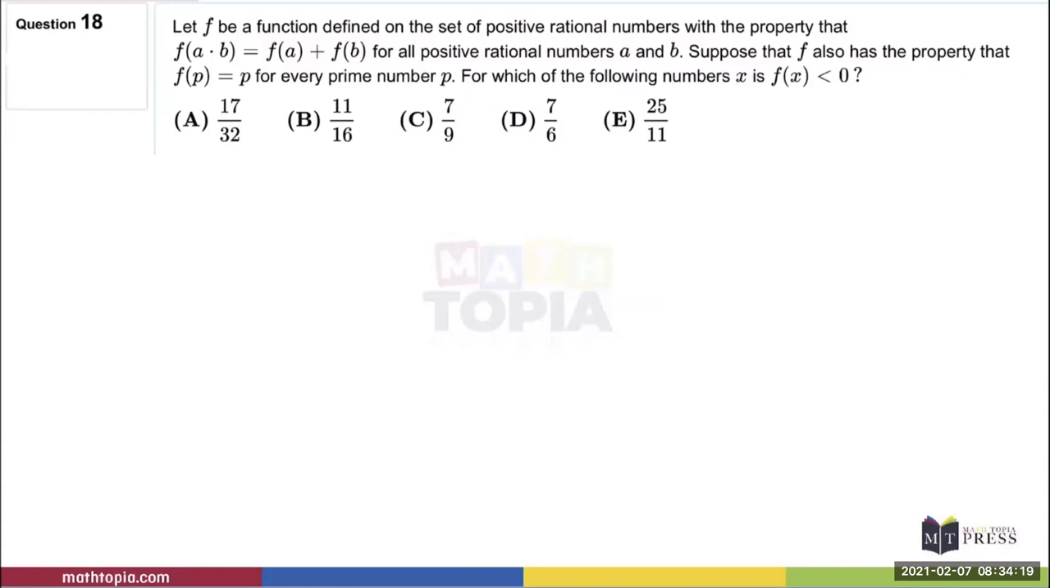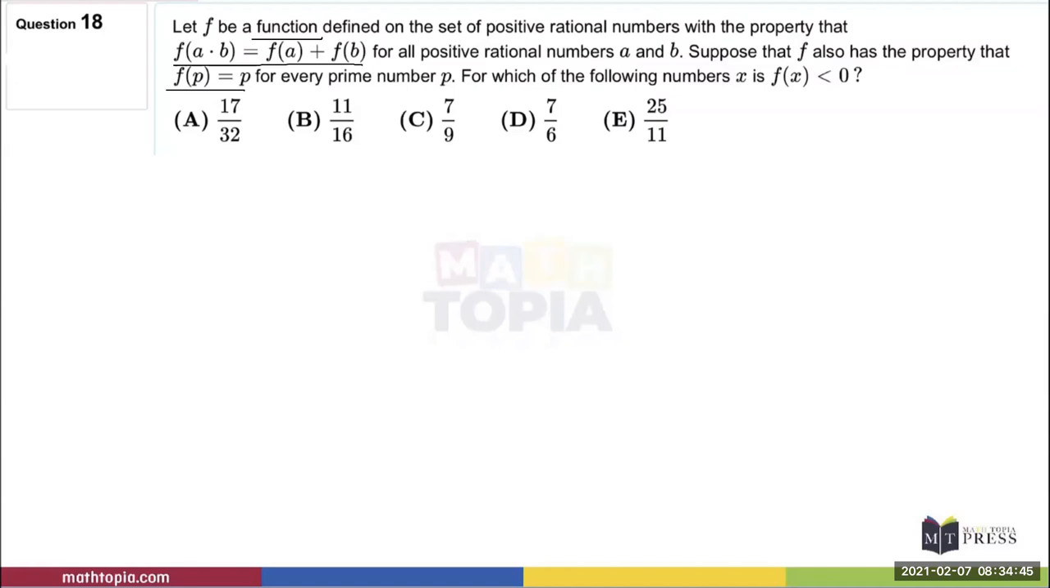Okay, on to problem 18. So we have this function which has two properties. So basically, for any two positive rational numbers a and b, f of a times b is equal to f of a plus f of b. And then there's an additional property where f of p is equal to p for every prime number p, right?